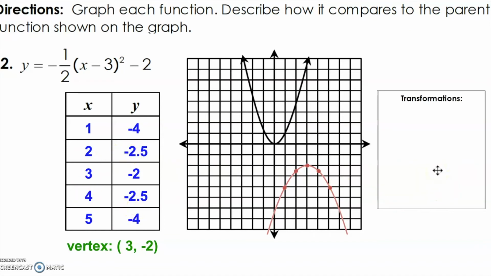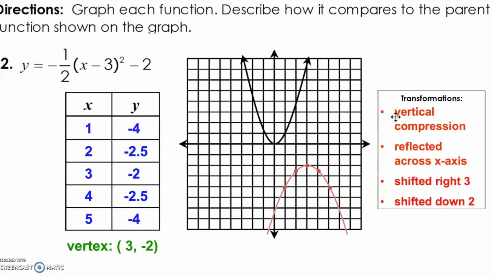The transformations that happened here were what we call a vertical compression. That's the widening. So it's like we're taking our rubber band and we're squishing it vertically. We're reflecting across the x-axis, and then our vertical and horizontal shift.